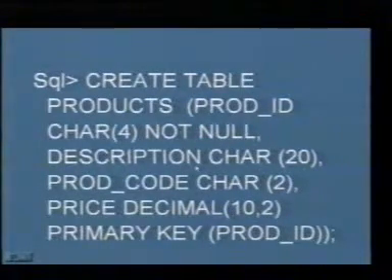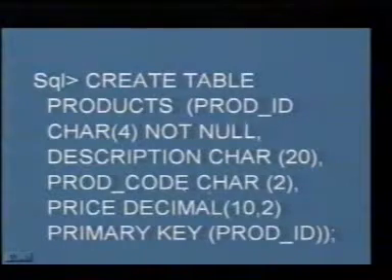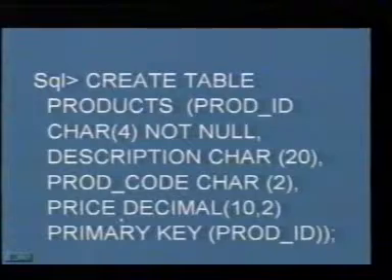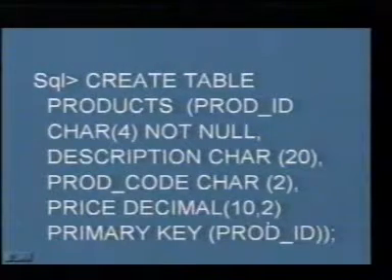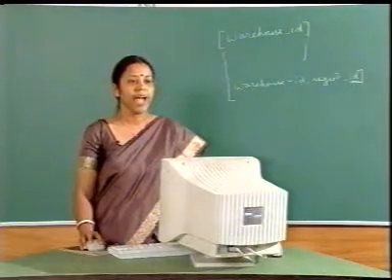Description is the second attribute, character data type, and 20 is the data width. Prod code is the third attribute, character data type, and 2 is the data width. Similarly, price is the fourth attribute, decimal is the data type of this attribute, and 10,2 is the width of this data. Now we can define like this: PRIMARY KEY, prod ID. This way you can define any attribute as the primary key in the create table command.